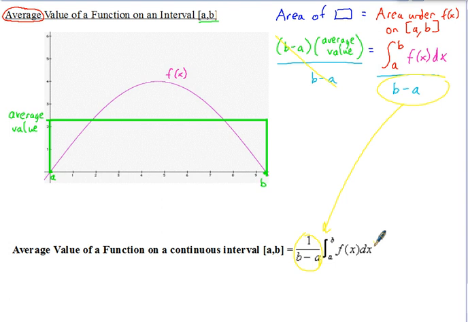And this works as long as it's a continuous function on the interval from a to b. Otherwise, we couldn't get the area under the curve if it's not continuous. So another way of thinking about why this is, we're just taking the area under the curve and dividing it by the width, essentially, which gives you the average height, which is represented by this rectangle.